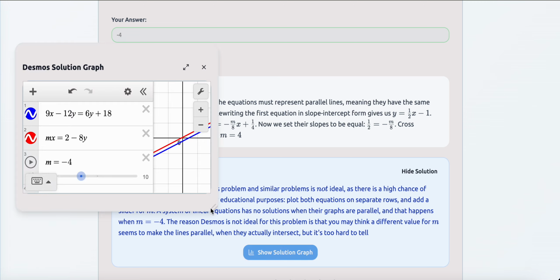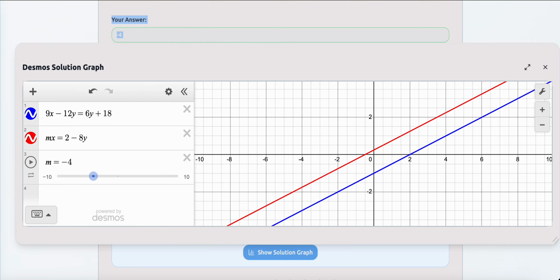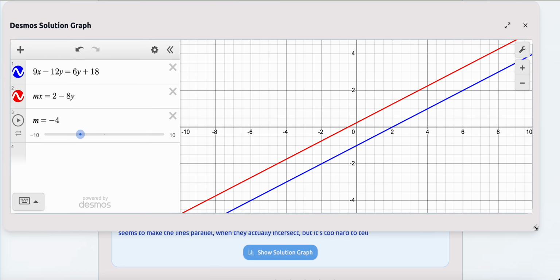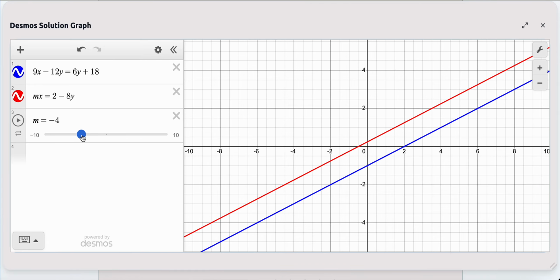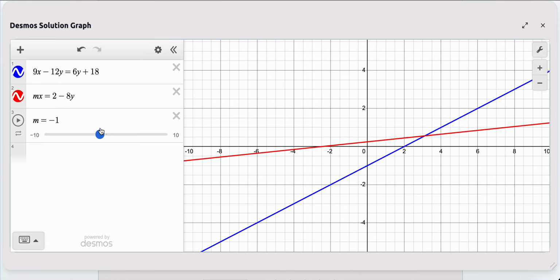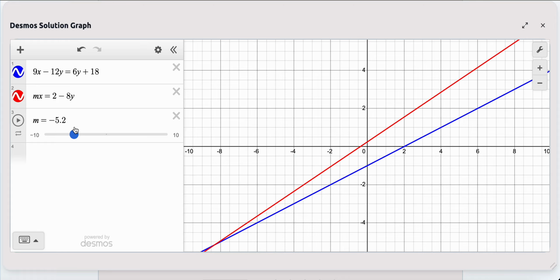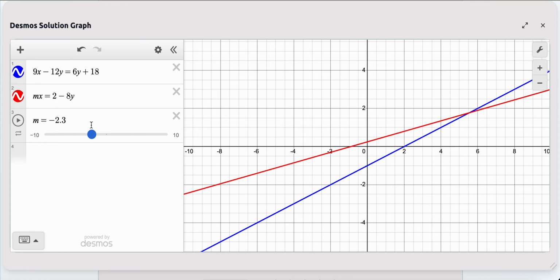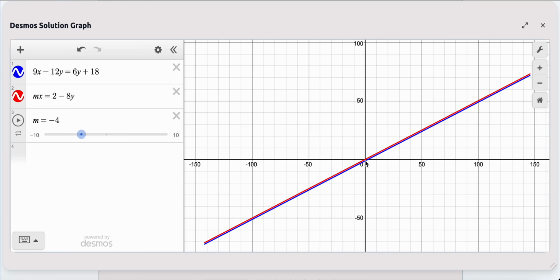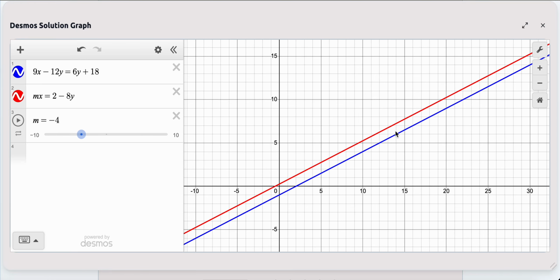I can just plot these two equations using Desmos, and then add a slider for m and just mess around with the slider until I get these two equations as parallel, right? And we can see that that happens when m is equal to negative 4, right? And you might think, that's not so bad. Why can't I just use Desmos?